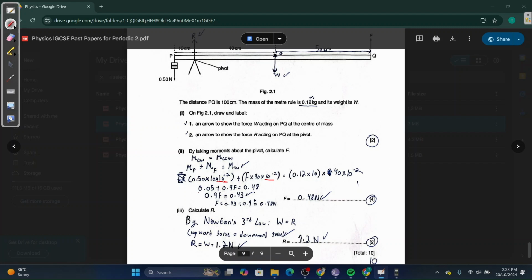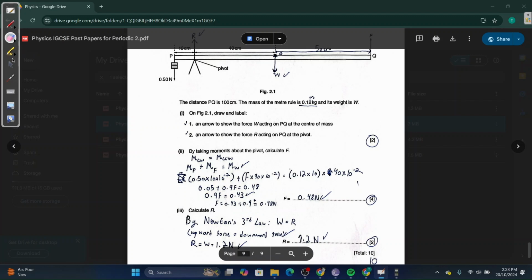So 0.05 plus 0.9 F is equal to 0.48 after doing all these calculations. Okay, you take this to the other side. 0.9 F is equal to 0.43. F is equal to 0.43 divided by 0.9, which is 0.48. And you get your 4 marks.